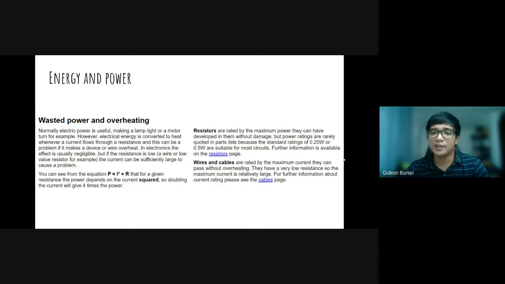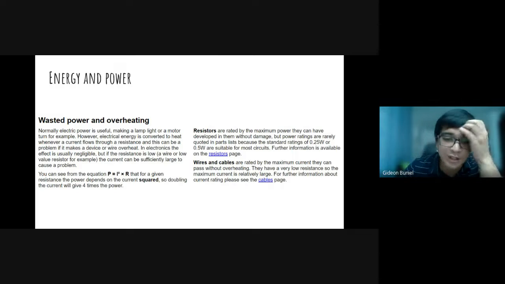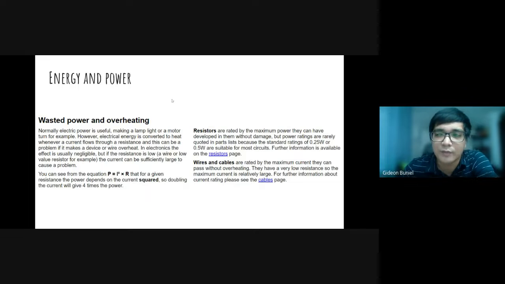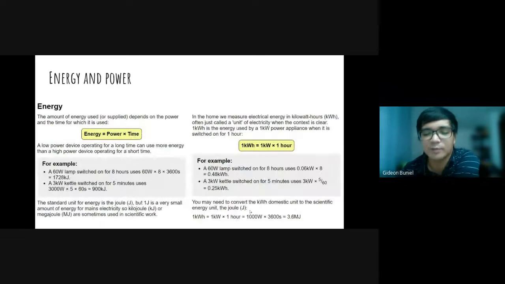Wires and cables are rated by the maximum current they can pass without overheating. So that's why we have numbers for wire. That's actually the thickness of the wire, because it affects the heating of the wires, especially when we use high current devices. Like for me, our microwave oven heats fast. That's why after using the microwave oven, you can feel the wire heating. They have a very low resistance so that the maximum current is relatively large. For further information about current, please see the cable page.